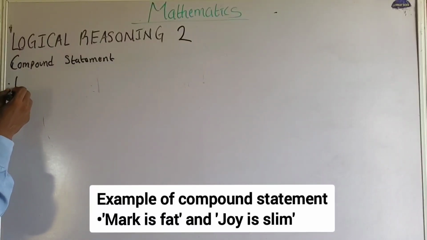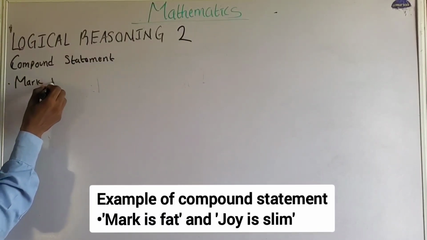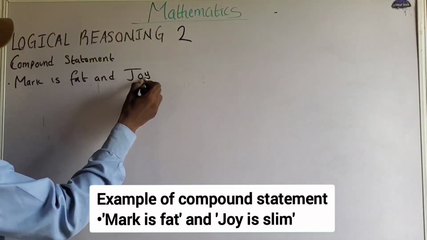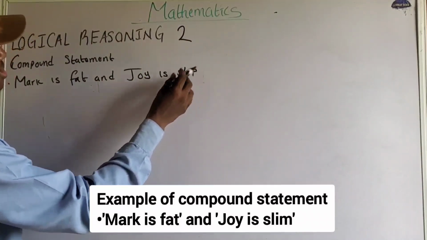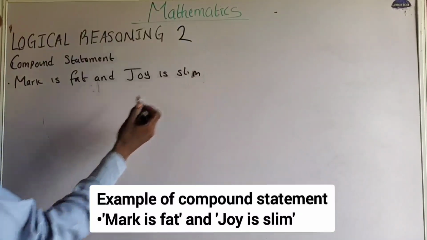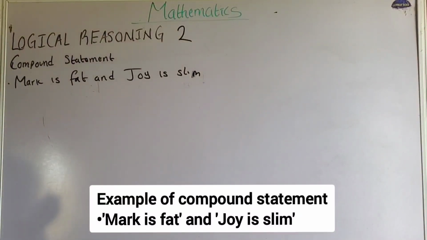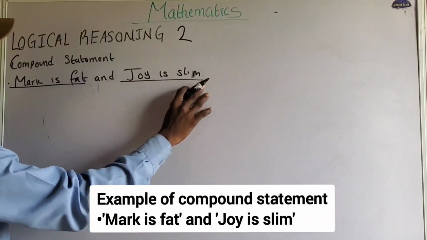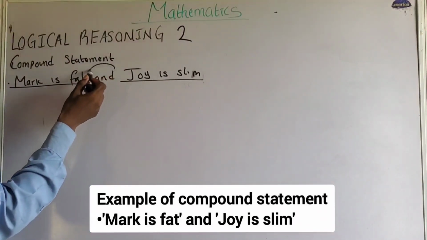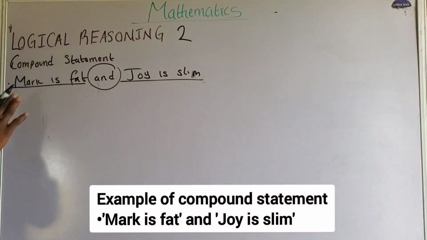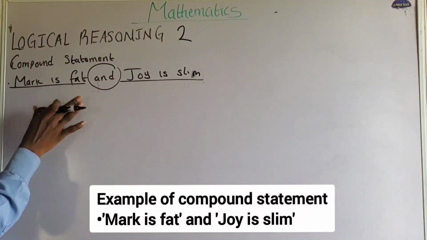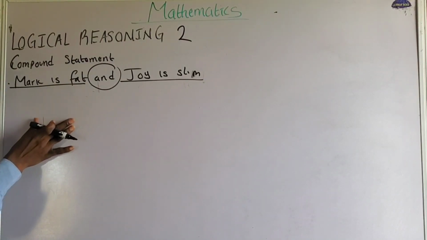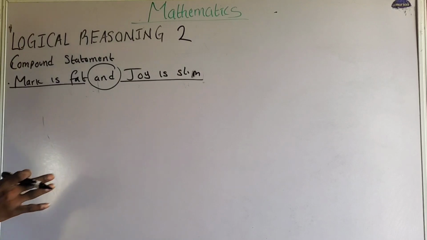Mark is fat and Joy is slim. This is a typical example of a compound statement, and the reason is because we have two statements. Mark is fat is one, and Joy is slim is two. The connective that is present here is "and". Are you getting what I'm trying to say? So this statement is a compound statement. Why? Because we have two simple statements: Mark is fat, one, and another one, Joy is slim, two.